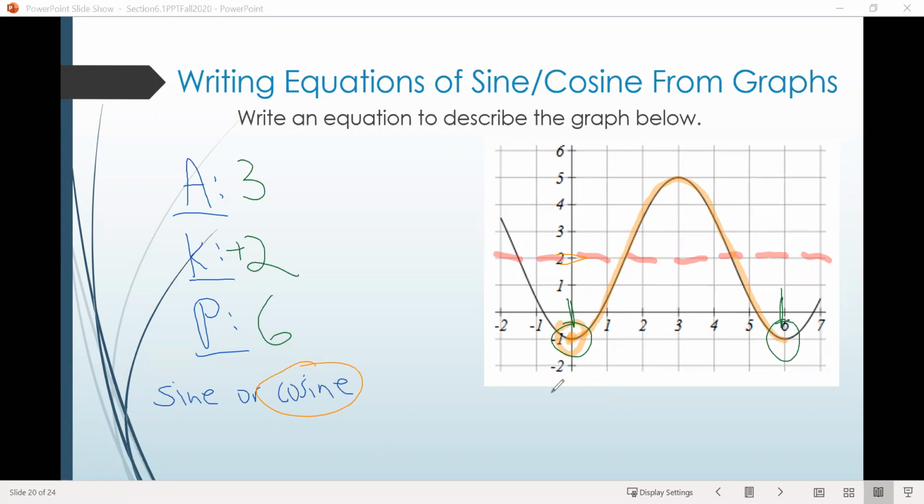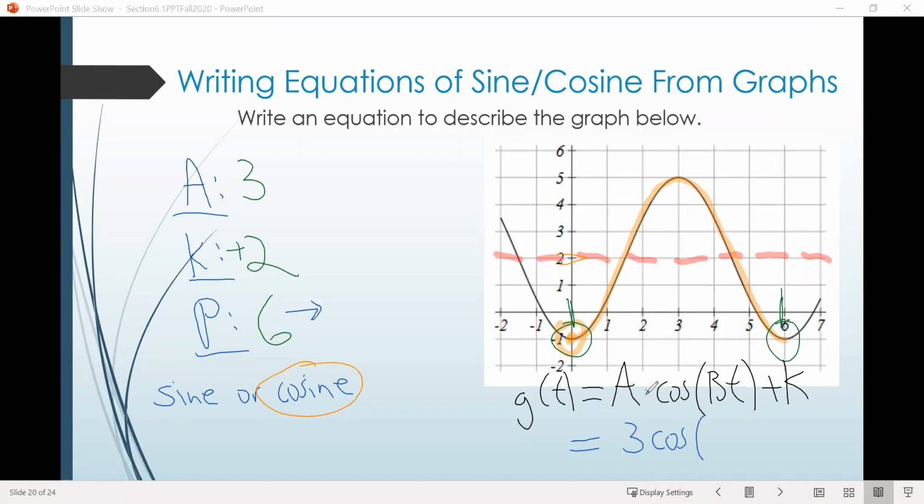Okay. And now with this information, we can go ahead and write our equation. So because we said it was a cosine function, we know we're going to use the general form g of t equals a times cosine of bt plus k. We'll fill in the information we have again. So we know the value for a, the amplitude there, is 3. It's a cosine function. The value for b, remember, will not be 6.